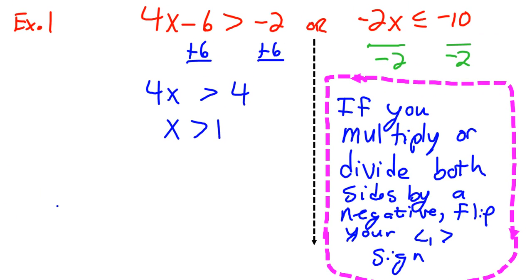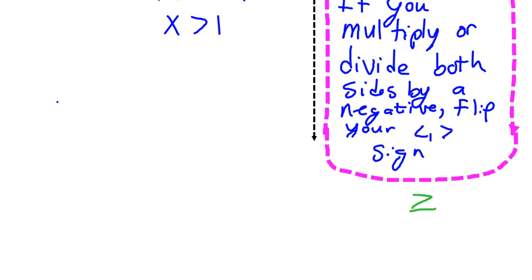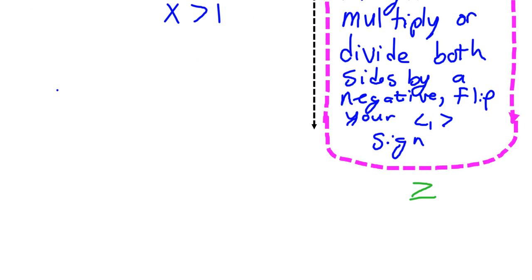So when we divide by -2, that means we're going to change this inequality sign from being less than to being greater than or equal to. And when we divide -10 by -2, that's going to make it a +5.